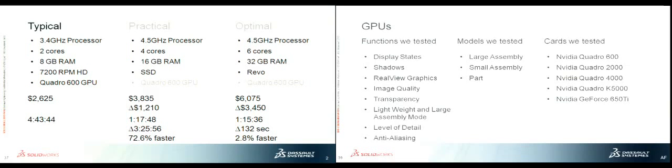We tested three different models. We tested a very large assembly, the one we tested for everything else. We tested a small assembly, probably 200 components, something like that. And we tested a single part. We ran them all through the same macro that spun them around for nine to ten minutes, just to see what we could get in the performance. And then we tested all five of those cards. The first four are supported, professional level cards, and then the last one's the gaming card.